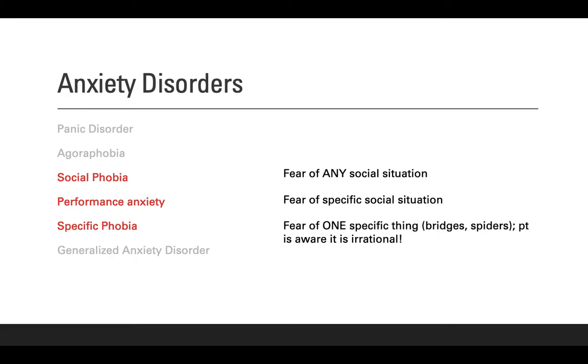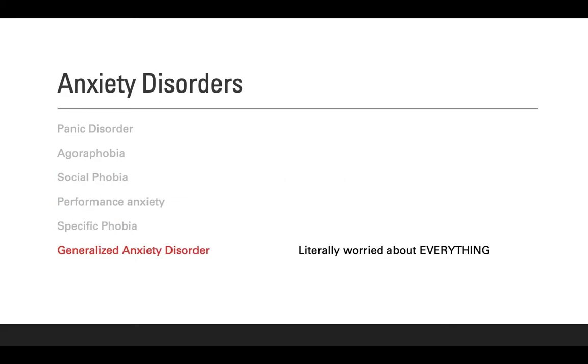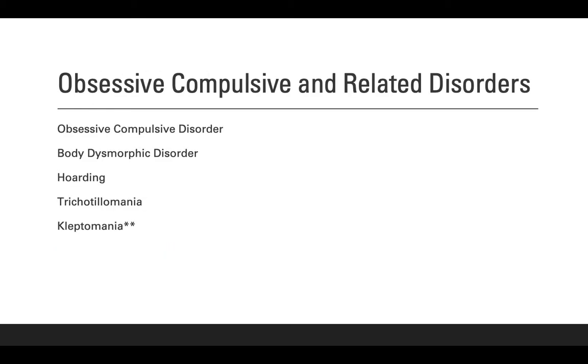They are aware. Now, generalized anxiety disorder, literally this simple. They're worried about everything. That's all I want you to know. They're going to list multiple things that this person is worried about, and we're done. All right. Obsessive compulsive and related disorders. Kleptomania doesn't perfectly fit in here, but I liked it. It's actually an impulse disorder, but moving on.